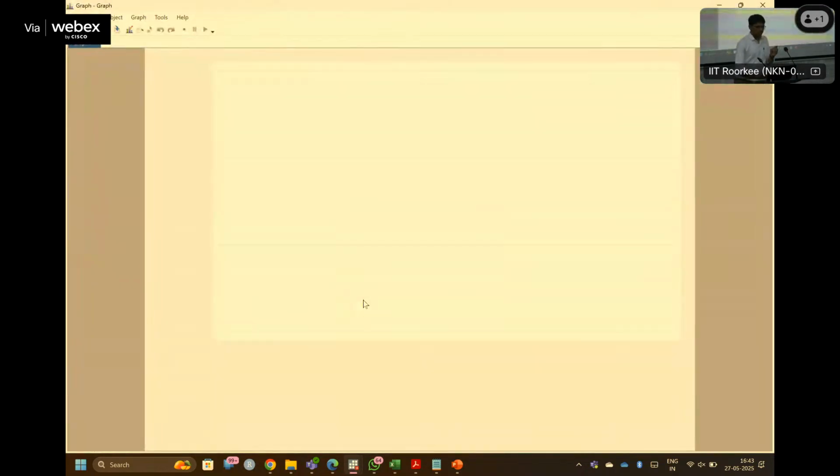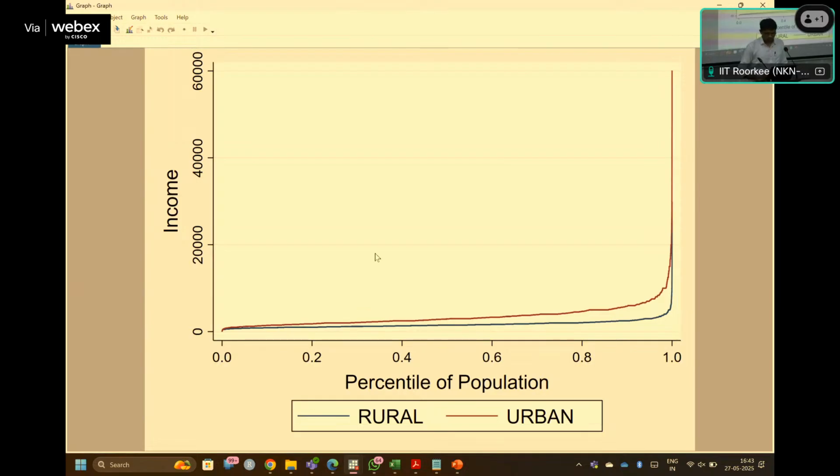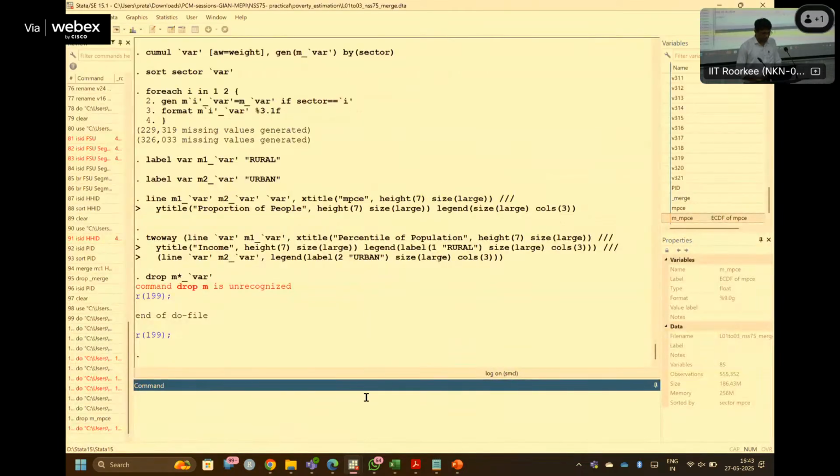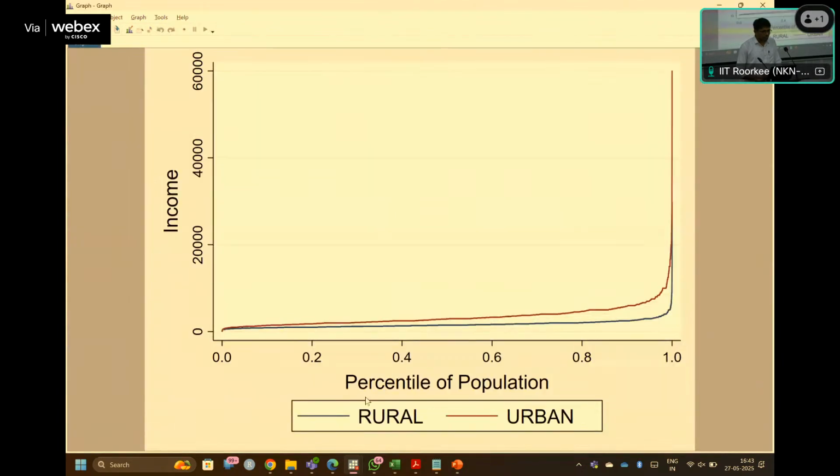So this first one, what it did, it plotted both. The first picture that came up is the distribution, and this one is the quantile. If you look at the last picture, this is the quantile function. That means you have the percentile of population on the horizontal axis and income on the vertical axis. Again, you see rural and urban. Urban is the red one, and urban lies continuously above rural.